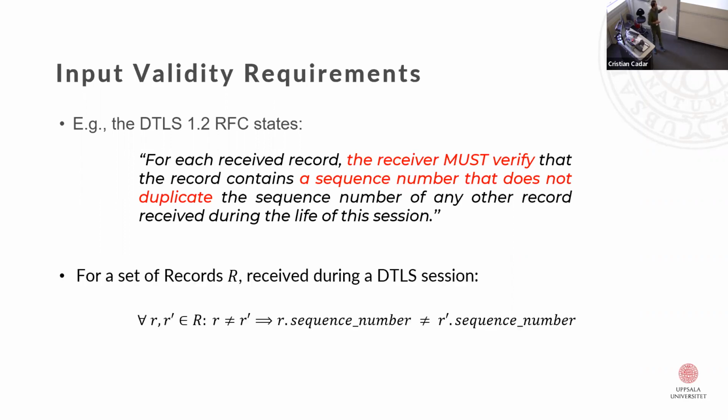For a set of records that are received during a handshake, we can formulate this requirement as the following formula. That specifies that for each R and R prime that are not equal, the sequence numbers should be different.